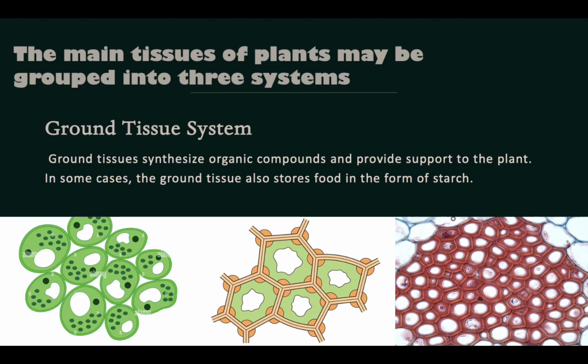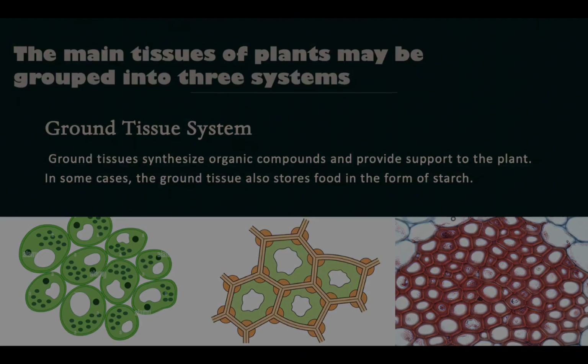In some cases, the ground tissue also stores food in the form of starch. We have three tissue types under ground tissue. We have the parenchyma, collenchyma, and sclerenchyma.